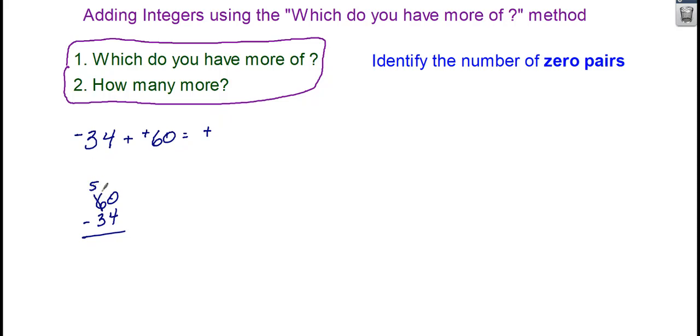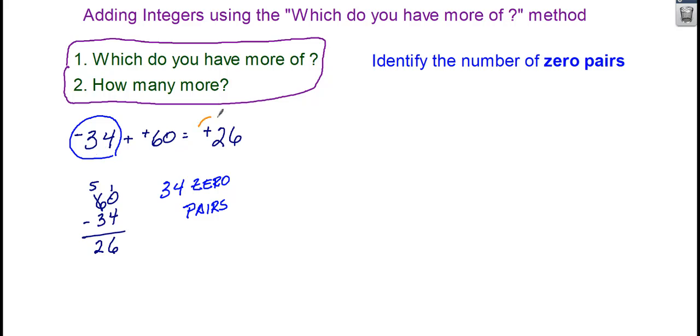So let's borrow from this. We're going to regroup. Make that a 10. 10 take away 4 is 6. 5 take away 3 is 2. And we know we have 26. How many zero pairs were in that? Right here. That tells us that there were 34 zero pairs. Go ahead and note that on your paper so you have that information. That's going to help you again understand this concept better.